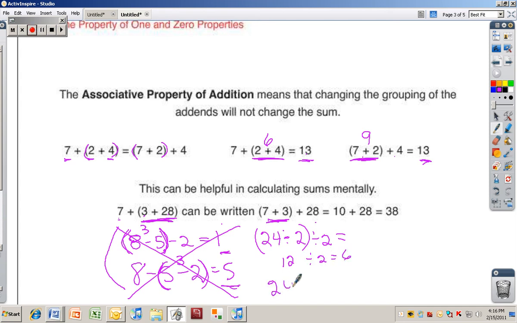Well, what if I take the same 3 numbers, 24, 2, and 2, and group these two together first? 2 divided by 2 is 1. 24 divided by 1 equals 24. You can see we get a completely different number when I group the different numbers together. Here I group the 2 and the 2. Here I group the 24 and the 2. So the associative property does not work with division.